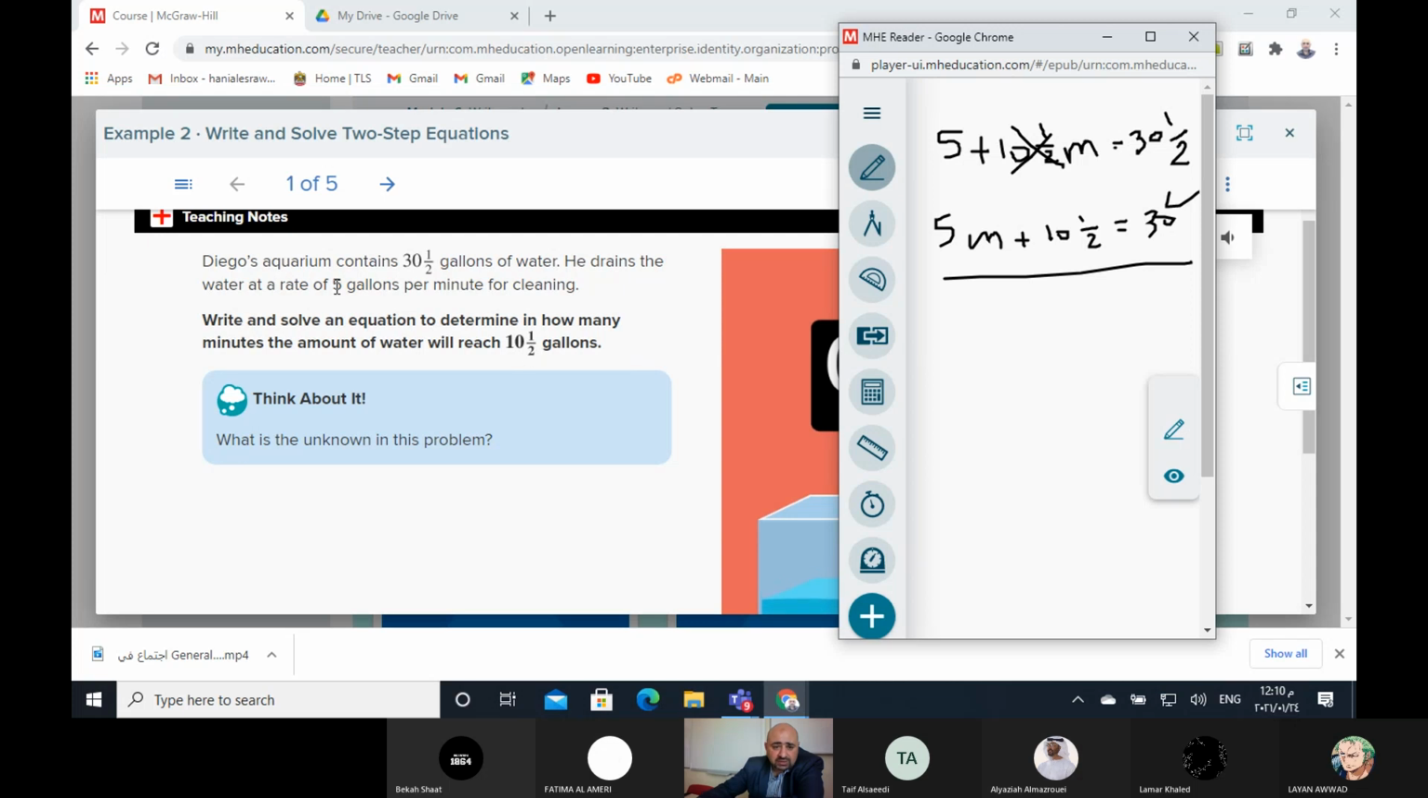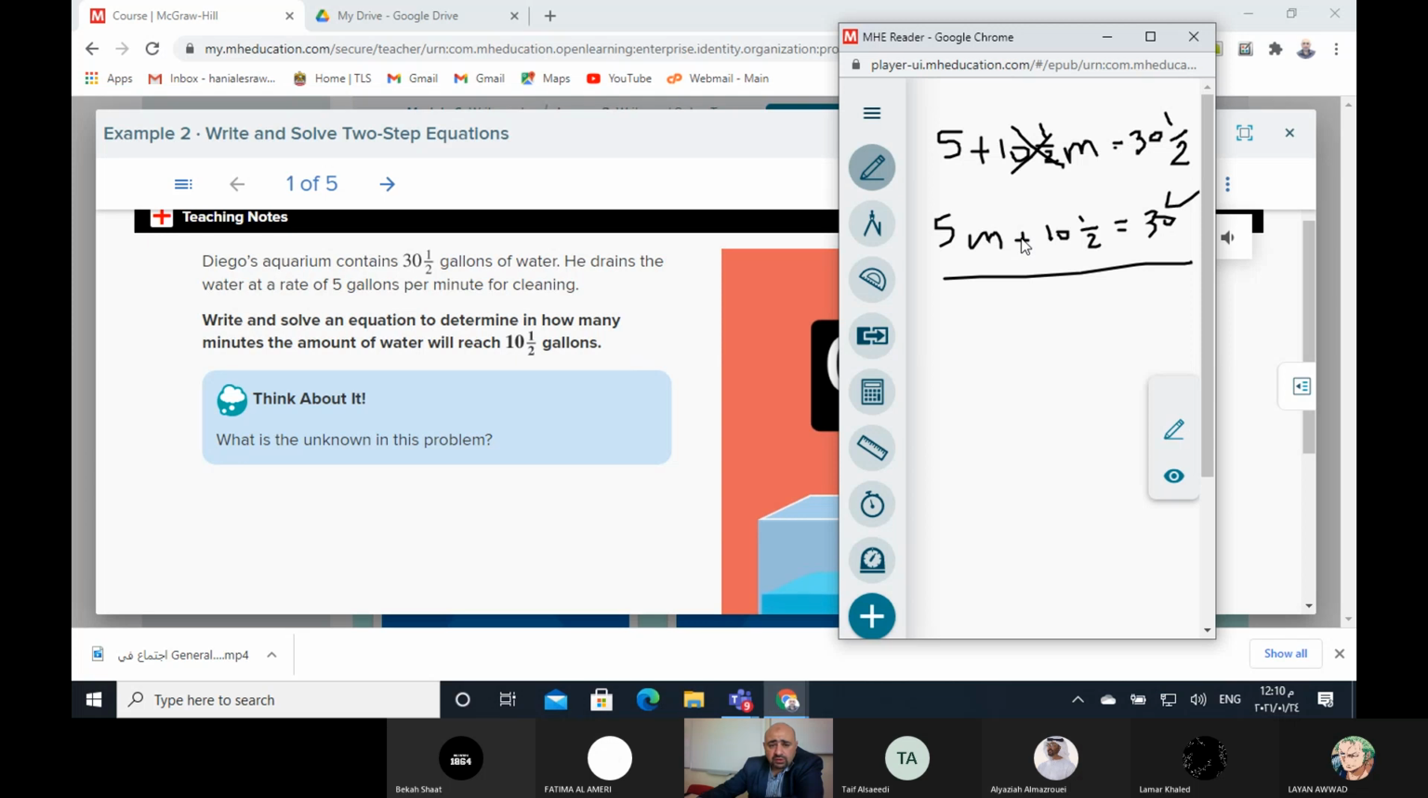The change is here, because each minute we have new gallons. We have 5 gallons per minute. 2 minutes means 2 times 5. 3 minutes means 3 times 5. 4 minutes means 4 times 5, etc. So the variable will be multiplied by 5. So this is the right equation.